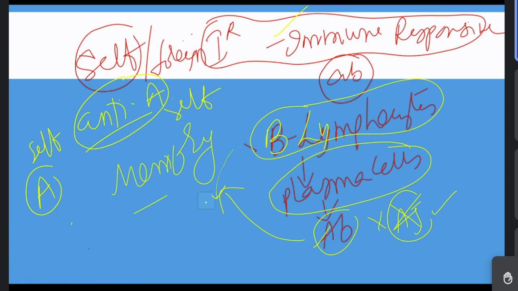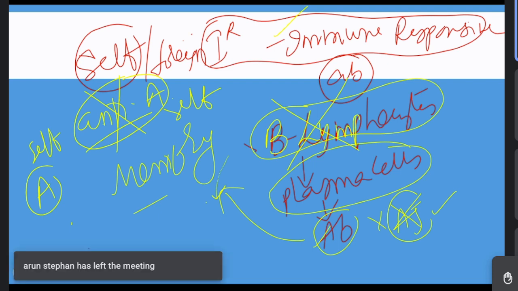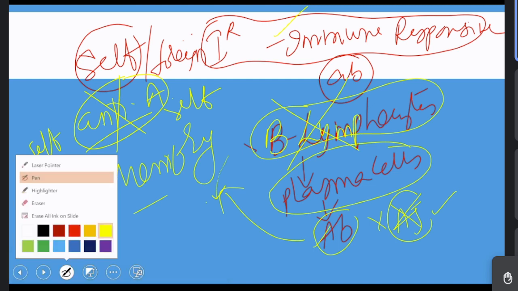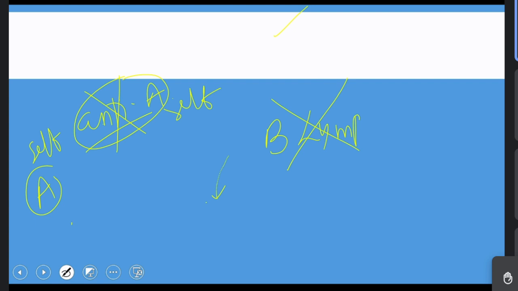So my body recognizes that anti-A should not be produced, so all the B lymphocytes which can produce anti-A are removed or destroyed during embryonic development itself. Thus, I will not have any B lymphocyte that can produce anti-A antibody. But there are certain diseases, we call them autoimmune disorders, where this system fails and our own self antigens are recognized as foreign antigens and antibodies are produced against them, and we call them autoimmune diseases.